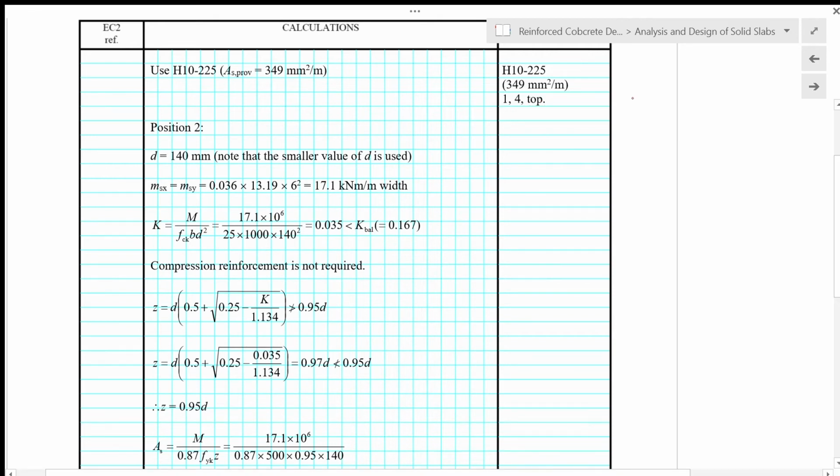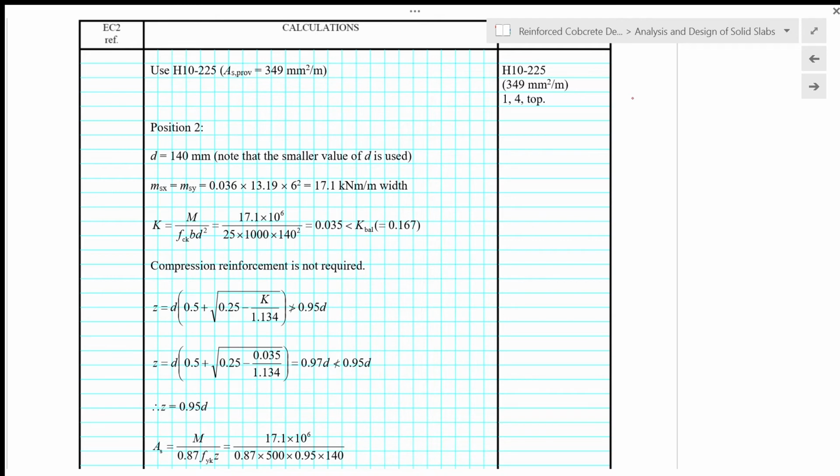And then at position 2 of the slab, we have MSX and MSY. Okay, so in this case we have two layers of steel. One layer is for the Lx direction and then another layer is for the Ly direction. So we have the effective depth of the inner layer and also the outer layer. So in this case, we use the smaller effective depth value, which is 140 mm as the design value. So in this case, our design becomes more conservative. So in this case, the effective depth of 150 mm will be automatically satisfied.